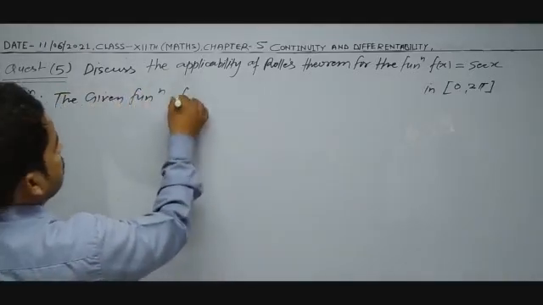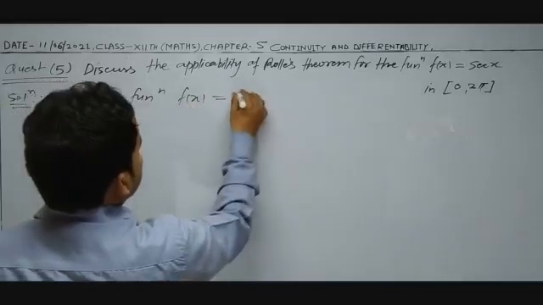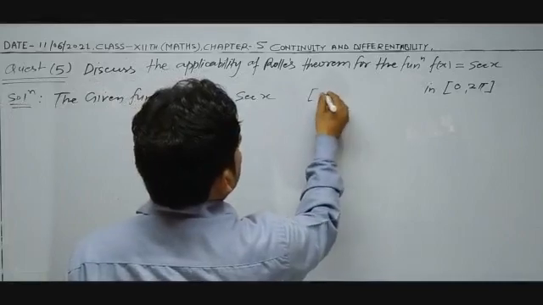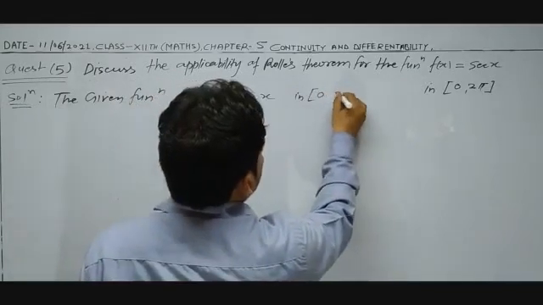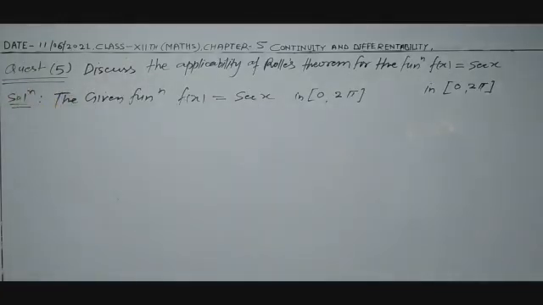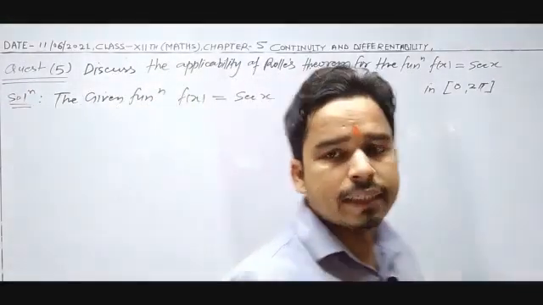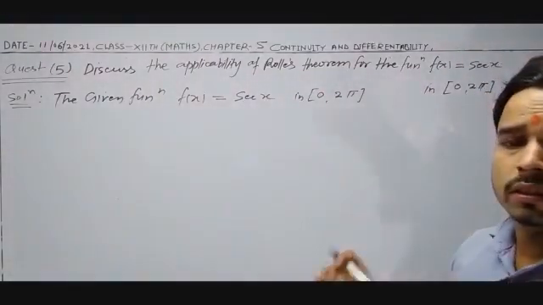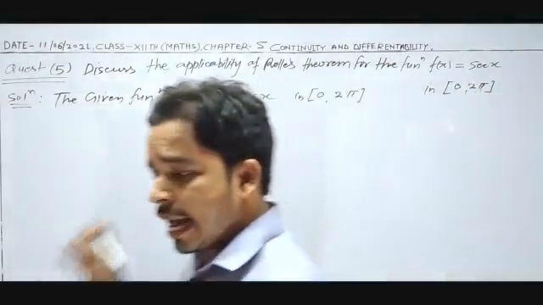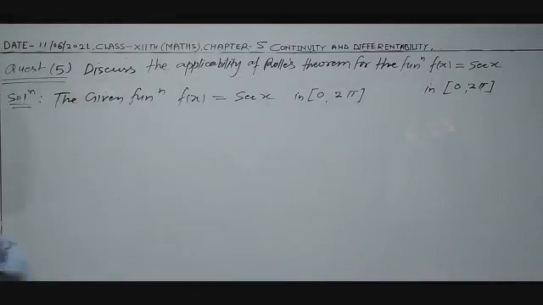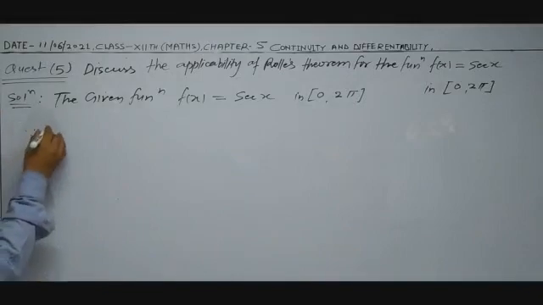The given function f(x) = sec x lies in the interval 0 to 2π. 0 to 2π means 0 degrees to 360 degrees. And class, you know, tan x and sec x are those functions which are discontinuous at odd multiples of π/2.